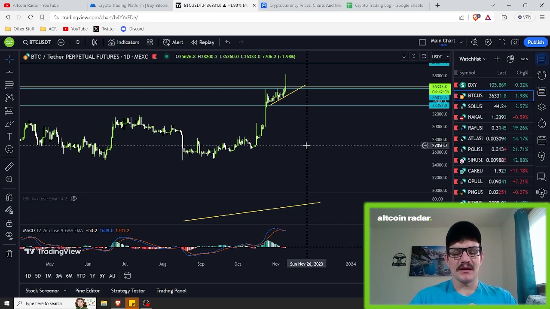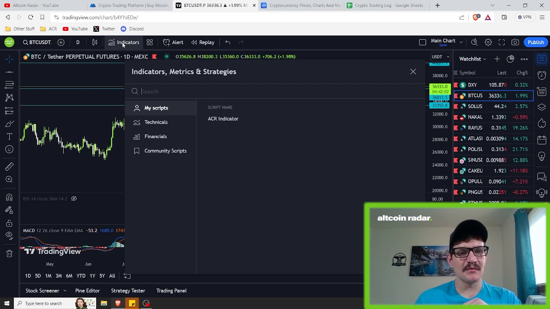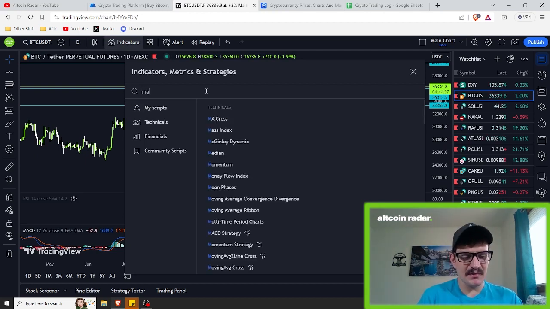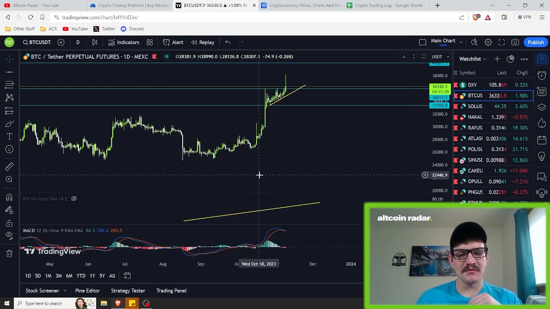If you don't know how to find the MACD indicator, all you do is go up to indicators here on TradingView and type in MACD, all one word. It stands for Moving Average Convergence Divergence. You just click on it, and it will add it to the bottom of your chart.